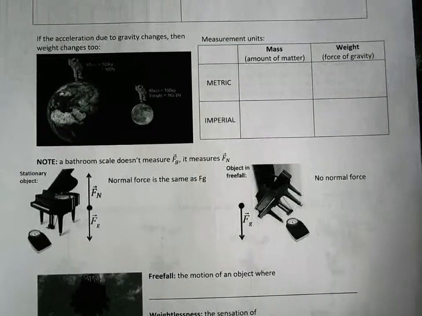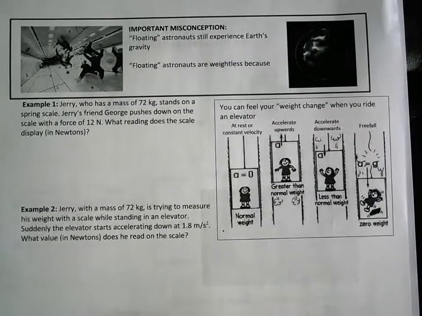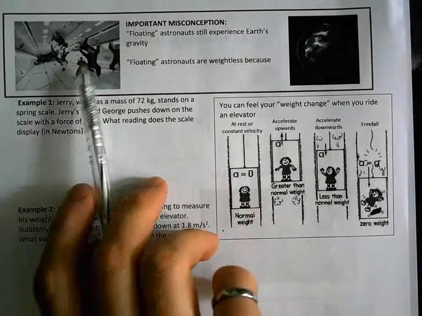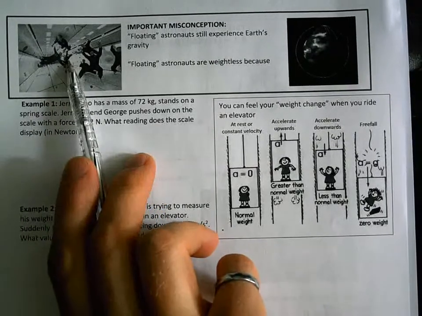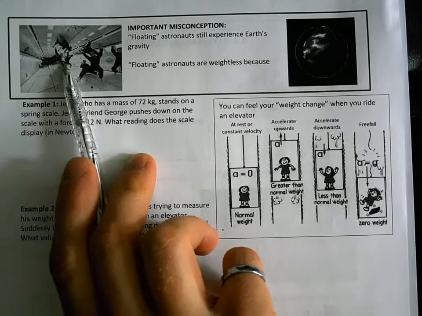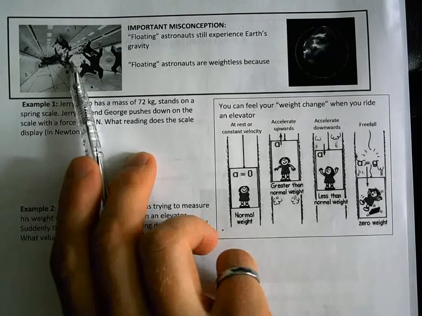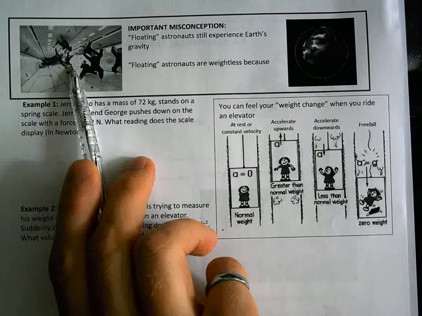Finally, this is the kind of big misconception that comes back on your exam every year and students always get wrong. It's that when astronauts are floating on the space station, they're still experiencing gravity. I mean, the space station is still very close to Earth. There's still quite a bit of gravity. So the reason they're floating isn't because there's less gravity. They're floating because they're falling.